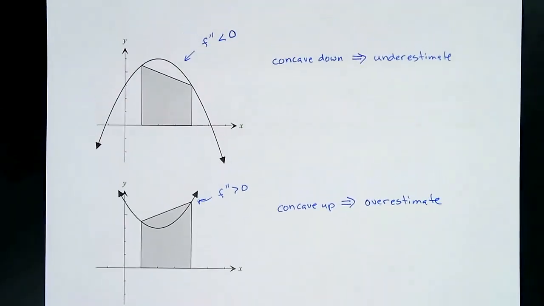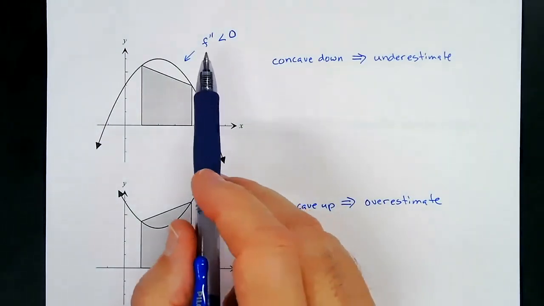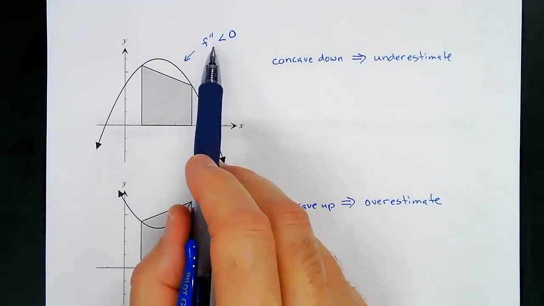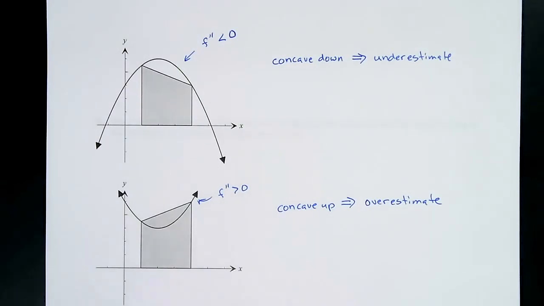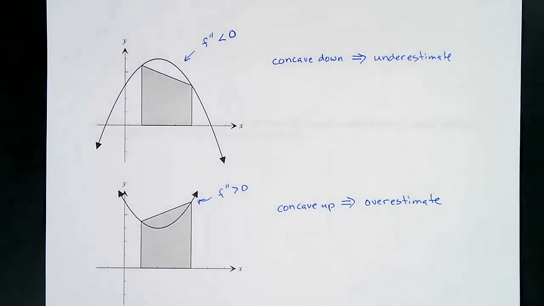Okay. So how do they tell you if it's concave up or concave down? They're going to tell you something like the second derivative is always negative, or the second derivative is always positive, and then you're going to be able to state whether it's an underestimate or overestimate based on the concavity of it. They would never give you one that changes concavity, because then you wouldn't be able to determine whether it's an underestimate or an overestimate. Okay, they wouldn't even ask that question if it was changing concavity.